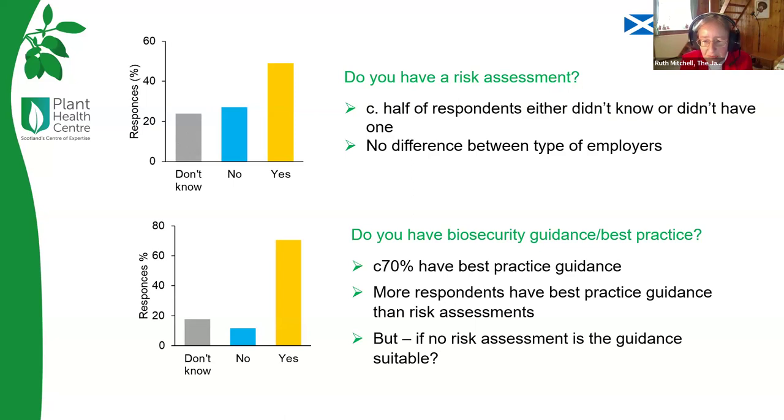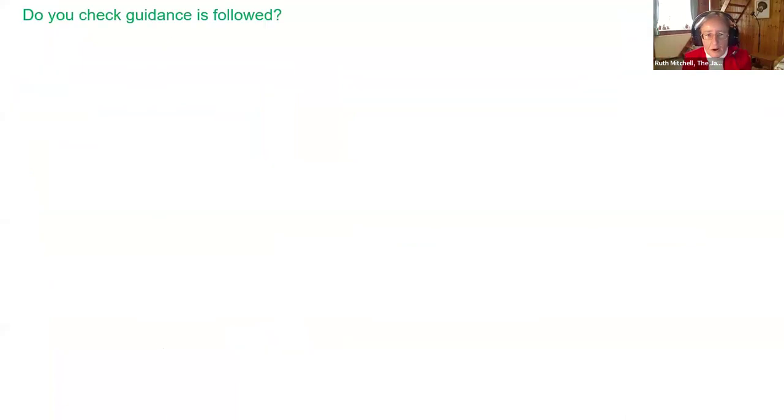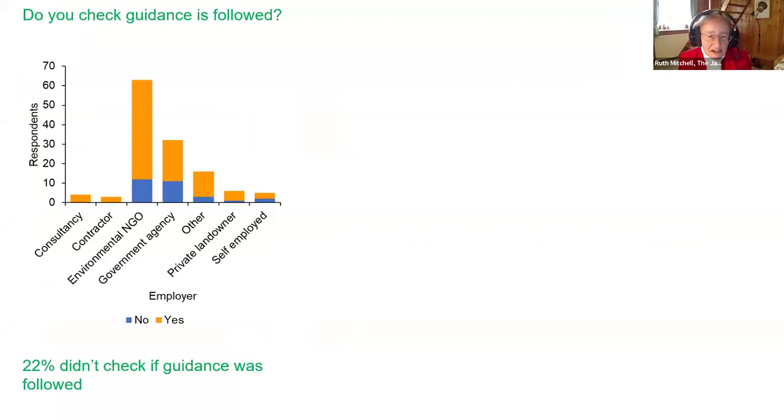But what concerned me was that if people didn't have a risk assessment, but they did have best practice guidance, how did they know that that best practice was actually mitigating the risk? Because really those two need to go hand in hand. You need to have a risk assessment, identify the risks, and then work out how you're going to mitigate those risks by having your best practice guidance and biosecurity practice. We also asked them whether they checked if that guidance was followed. And 22% of the respondents didn't actually check whether the guidance was followed. So it's all well and good having guidance, but you do need to make sure people follow it.